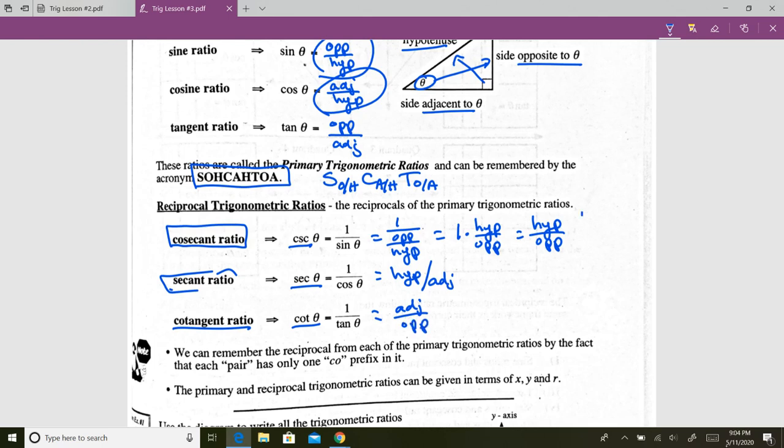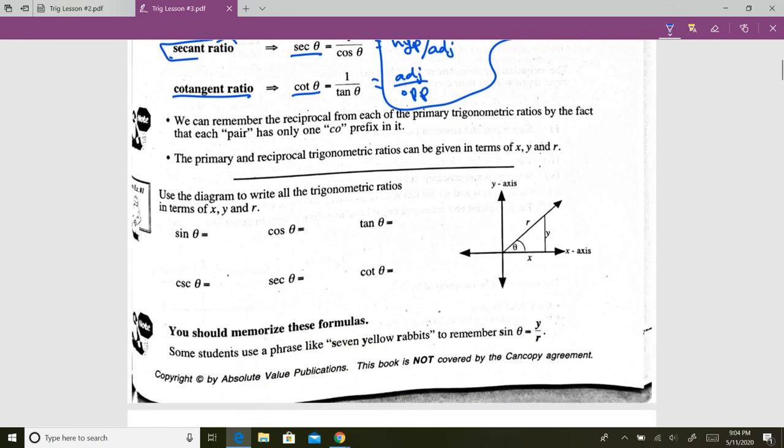Now, I don't memorize these. You can if you want. I know these ones here, and then I just flip them at the end if I need to find the cosecant ratio or the secant. So up to you.